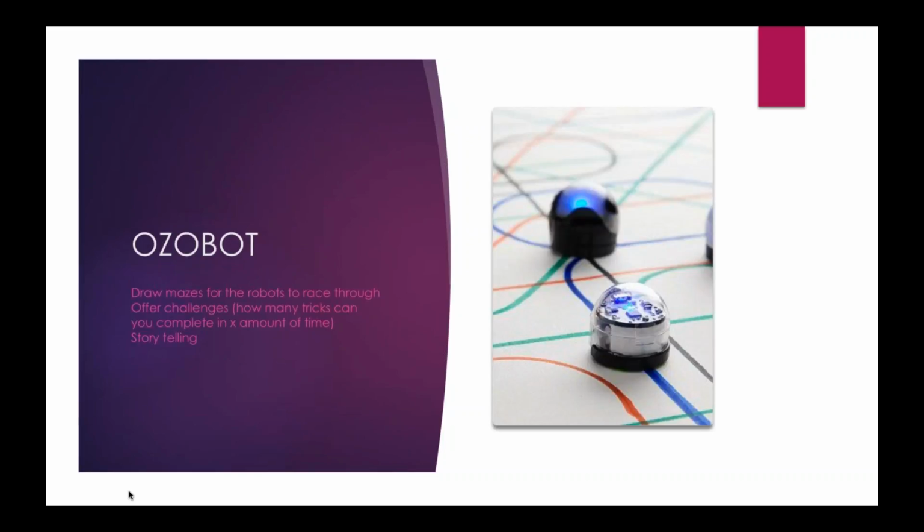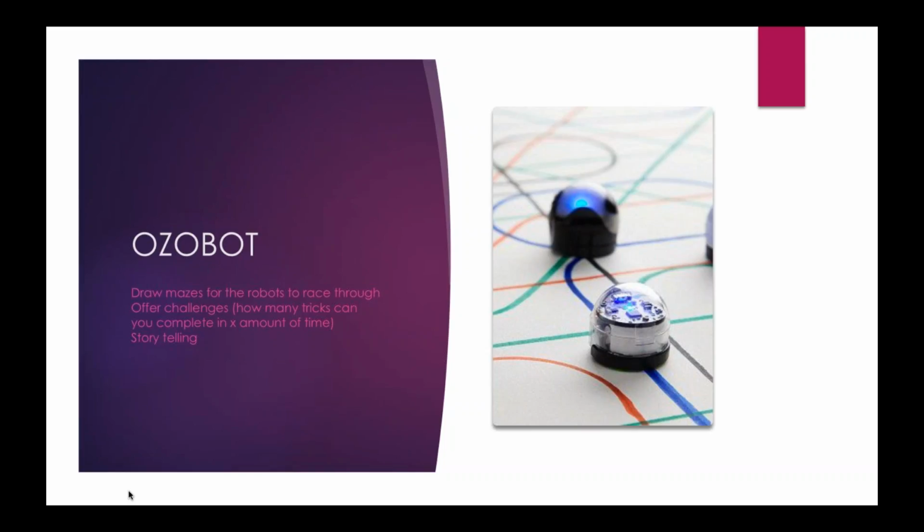Ozobots are adorable little robots that will trace lines that you draw, and depending on the patterns or the colors you use, the robot will react differently. The most basic activity is drawing mazes, so getting butcher paper, drawing mazes, and letting the robot follow it. The other one is offering challenges. So, hey, let's see how many tricks you can do in a given amount of time with your robot, and they would draw it out and see how many tricks they can do.